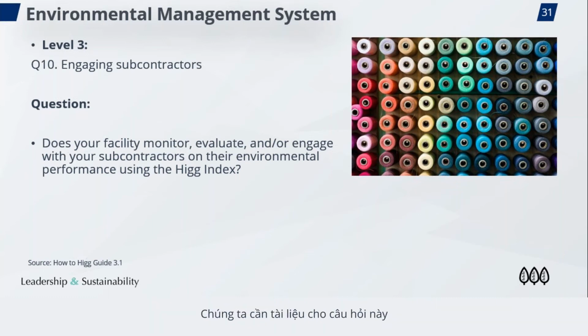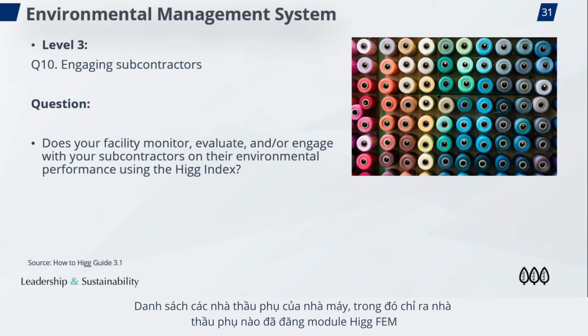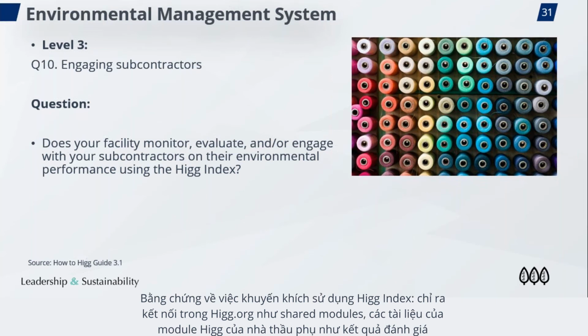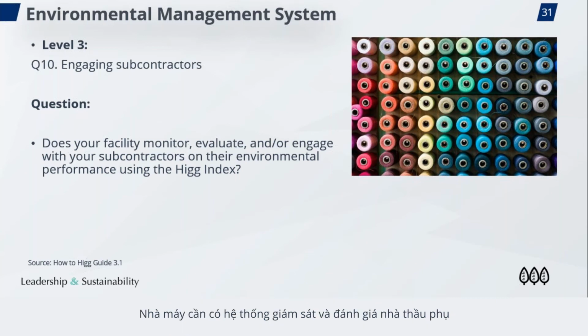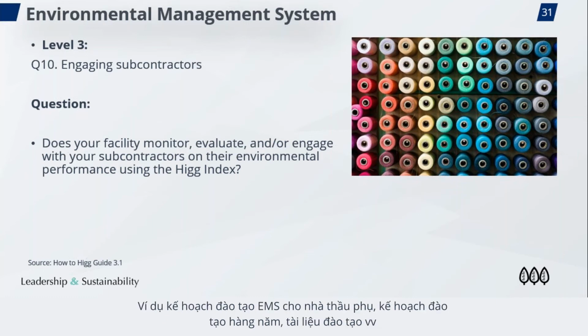And in order to reach a yes here, among others, you need documentation. You need to have a list of all subcontractors that your facility conducts business with, along with which ones have posted Higg FEM modules. You need to have proof of your Higg Index engagement to show, for example, Higg.org connections and shared modules or other documentation of subcontractor module results. Also, you should have a subcontractor evaluation system and monitoring plan, which could include, for example, an EMS training for subcontractors, an annual training plan, training materials, etc.